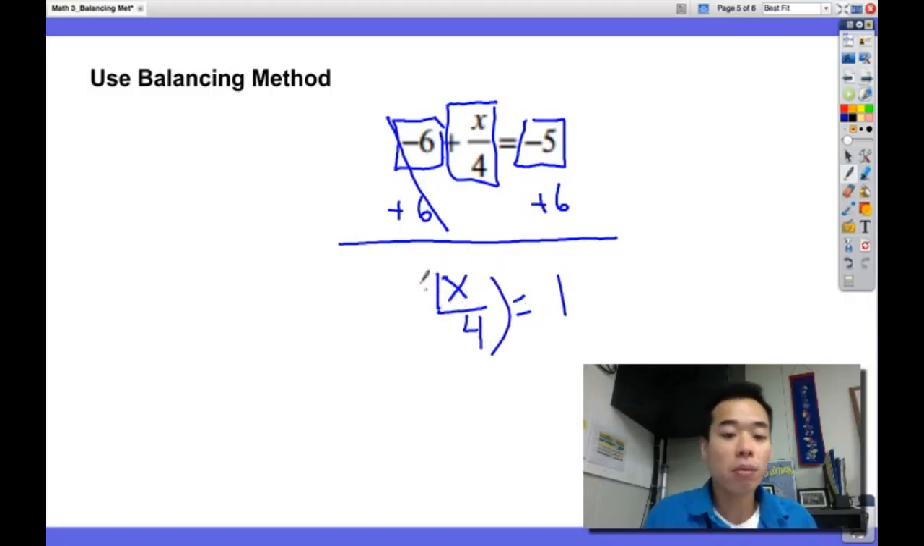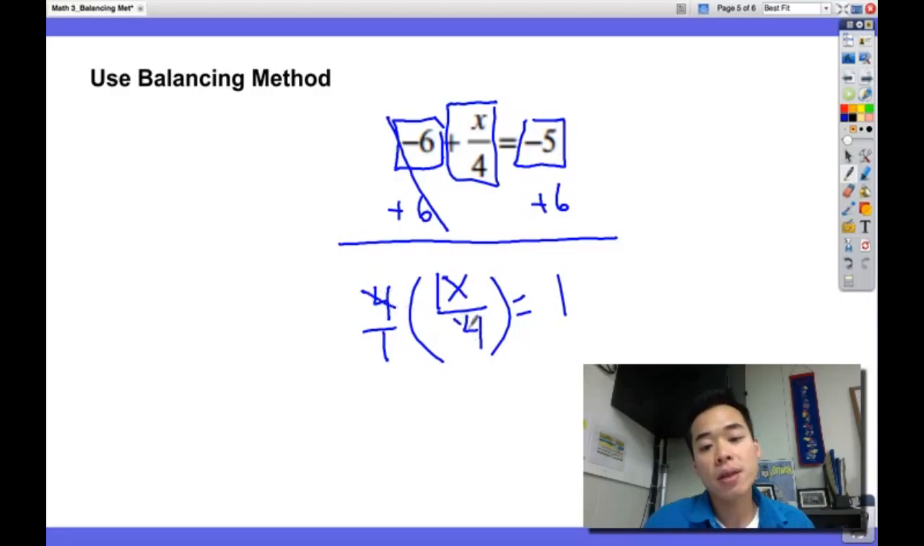So what I'm going to do is multiply both sides by 4 over 1. You see how I just flipped that, the reciprocal? That's called the multiplicative inverse, because this and this become 1, and this becomes 1, and all that's left is my x. And since I multiplied the left side by 4 over 1, I also multiplied this side by 4 over 1.